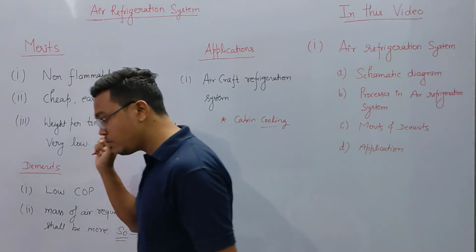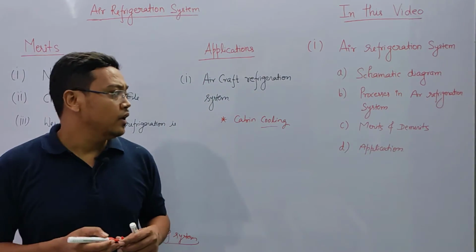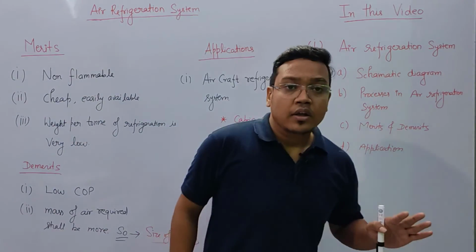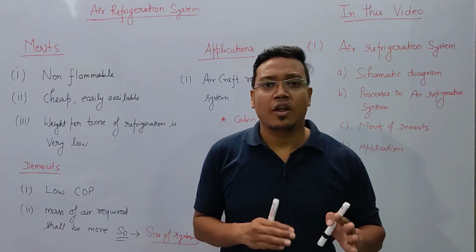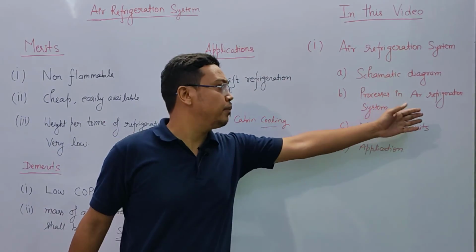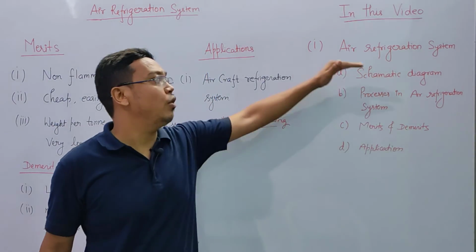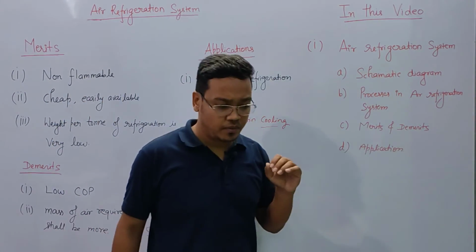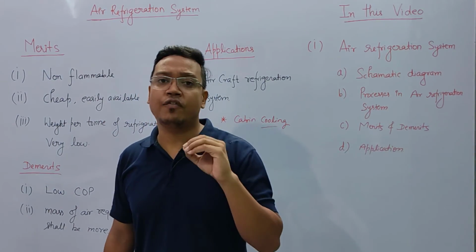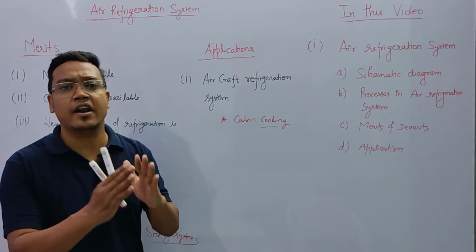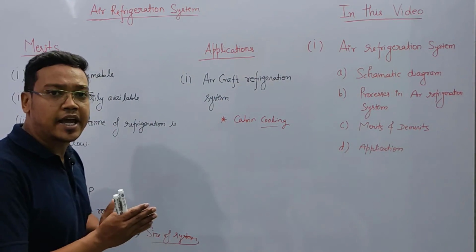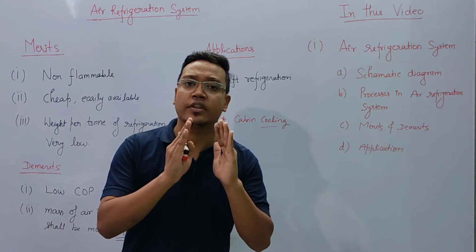So you have to remember the merits, demerits and applications. In this video we have studied schematic diagrams, processes, and merits and demerits of the air refrigeration system. In the next video we will see the analysis of the air refrigeration cycle, the Bell-Coleman cycle, or Reverse Brayton cycle. We will do the analysis of that cycle.